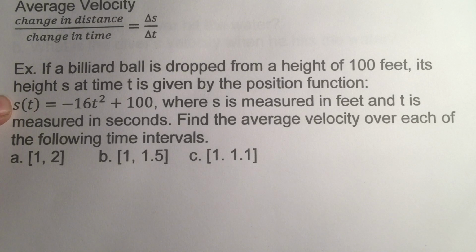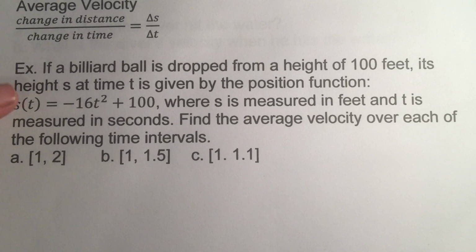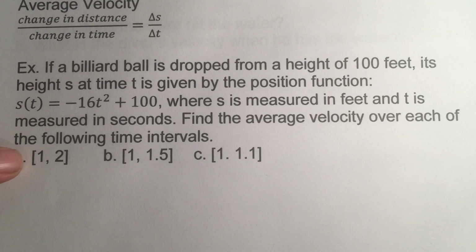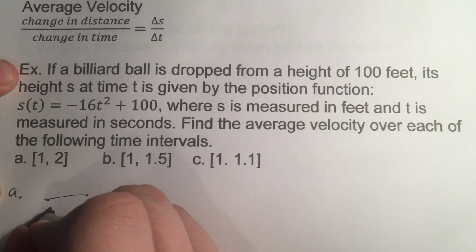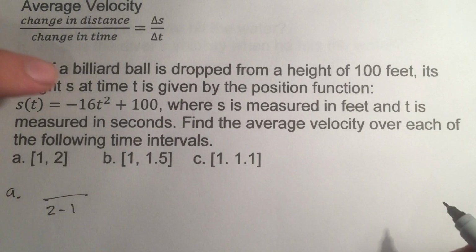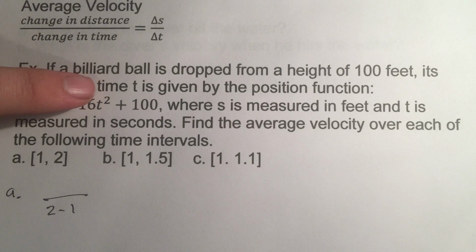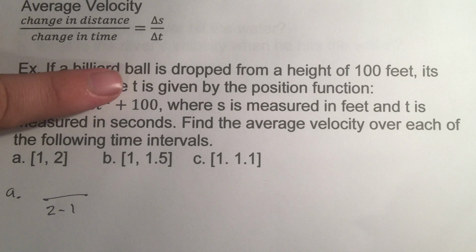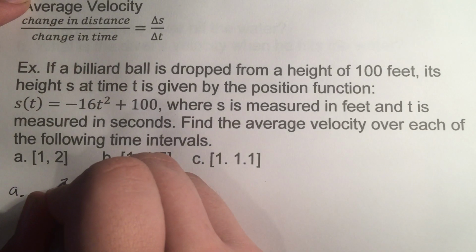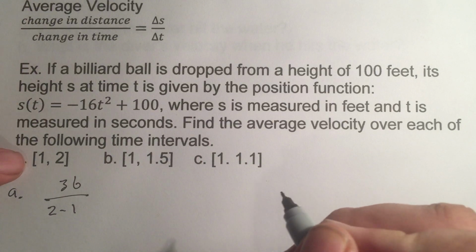So s of t is your position. So how is the position changing versus the time? So if our time's going from 1 to 2, when we set this first part up, time always goes on the bottom. So 2 minus 1. So if we put 2 in here, 2 squared is 4. 4 times the negative 16 is what? Negative 64? Yes, negative 64 plus 100 would leave us with 36 on top for the 2.